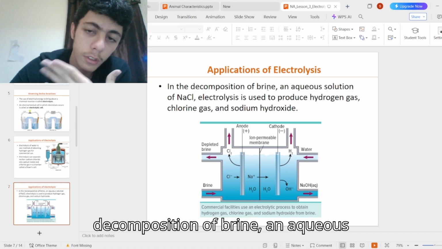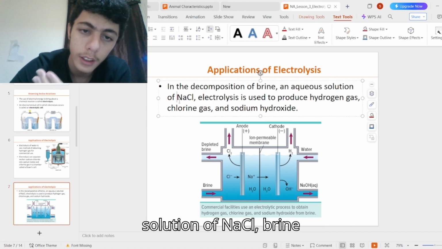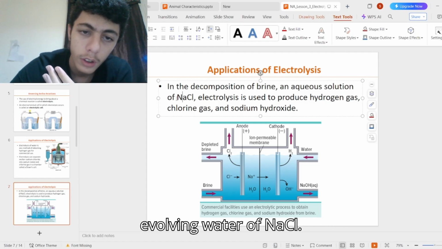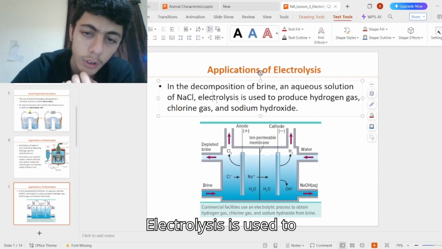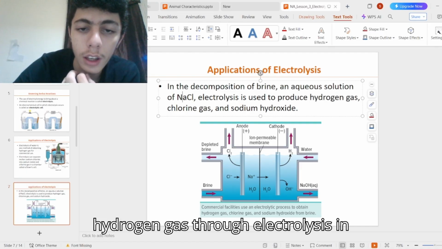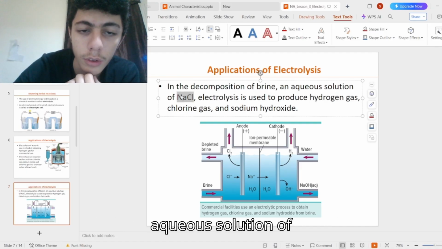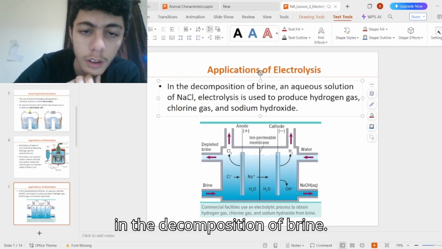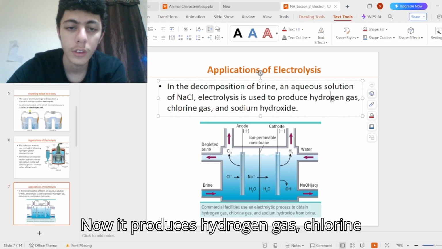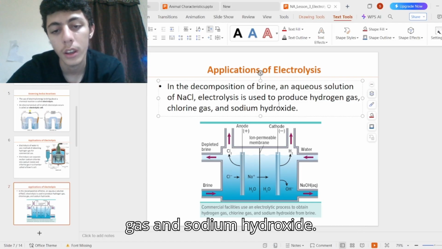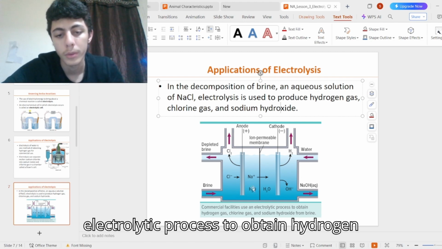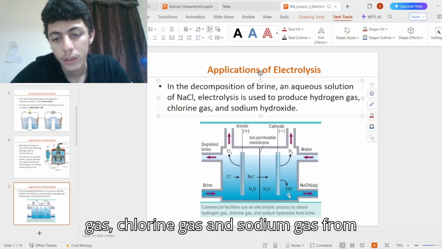In the decomposition of brine, an aqueous solution of NaCl, electrolysis is used to produce hydrogen gas. Now it produces hydrogen gas, chlorine gas and sodium hydroxide. Commercial facilities use an electrolytic process to obtain hydrogen gas, chlorine gas, and sodium hydroxide from brine.